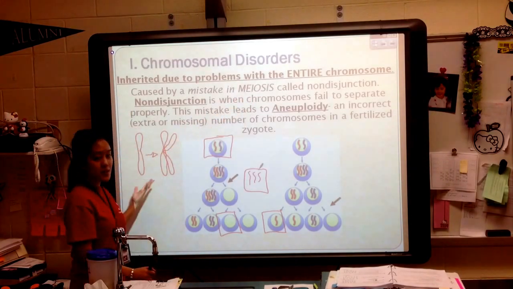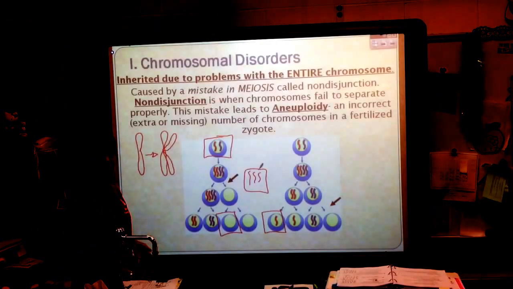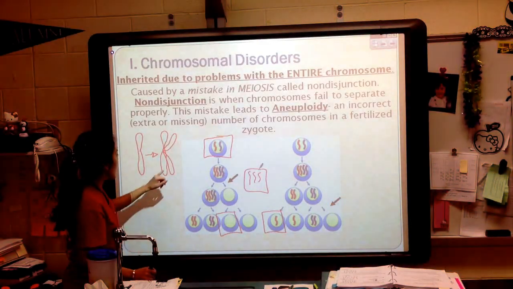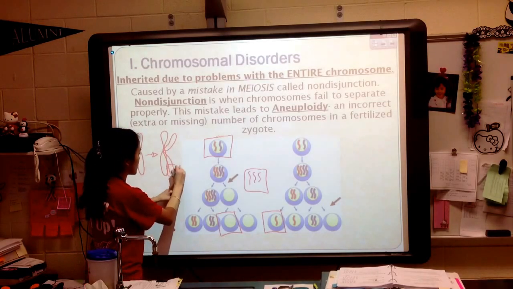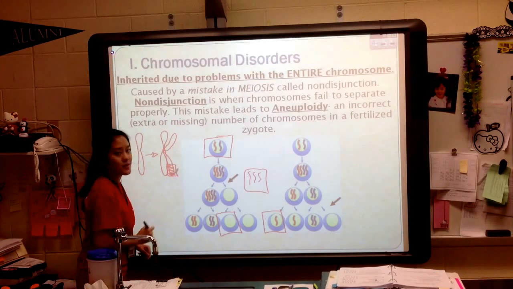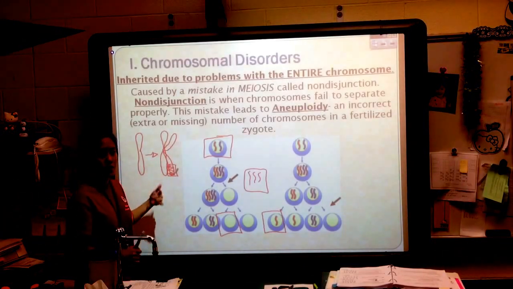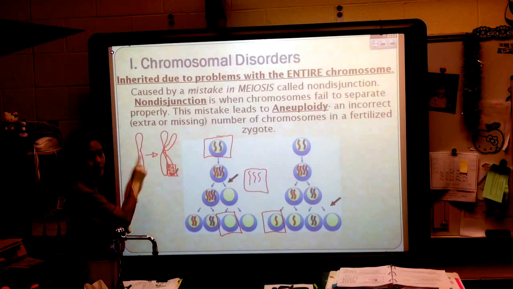Whereas if we had a mistake in a genetic disorder, like Huntington's or cystic fibrosis, that means that a small section of the DNA is damaged. So a small section of the DNA within the chromosome. Because remember, a chromosome is just DNA that's been coiled up.